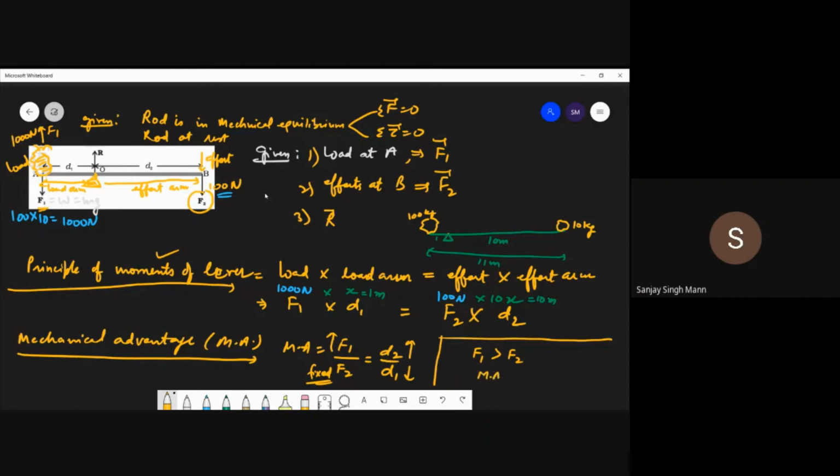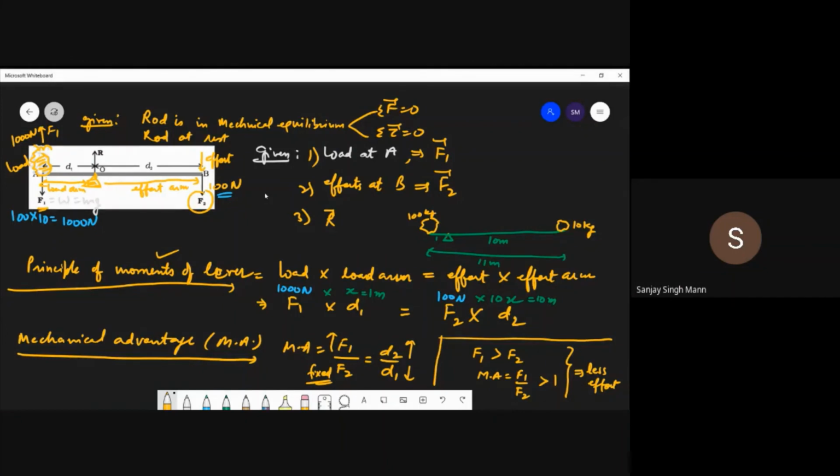So it means the mechanical advantage is equal to F1 upon F2. So you want this to be greater. This mechanical advantage is supposed to be greater than 1. If it is greater than 1, then only less effort is needed. So this is what you want: F1 to be greater and F2 to be smaller, so that this is greater than 1.